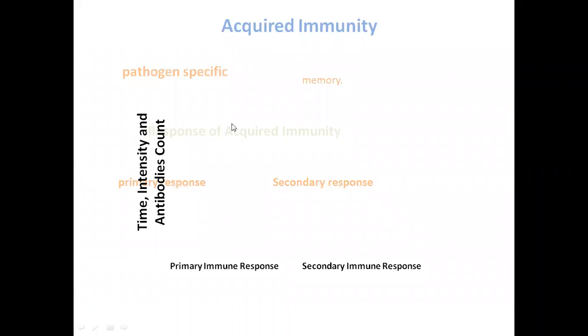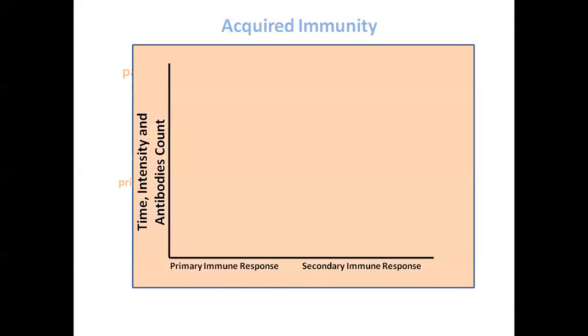Okay, responses of the immunity. There are two important responses of the immunity. Now, no doubt, it is the acquired immunity, responses of acquired immunity. Now, on the x-axis, the primary and secondary responses are given, and on the y-axis, the time, intensity, and antibody production are given.